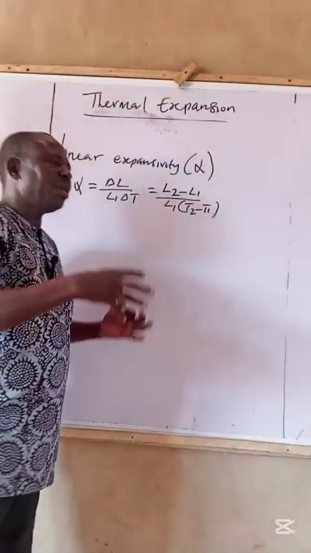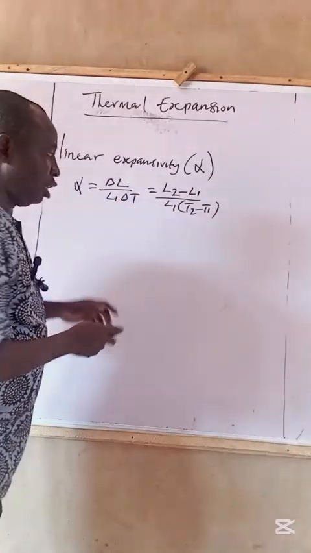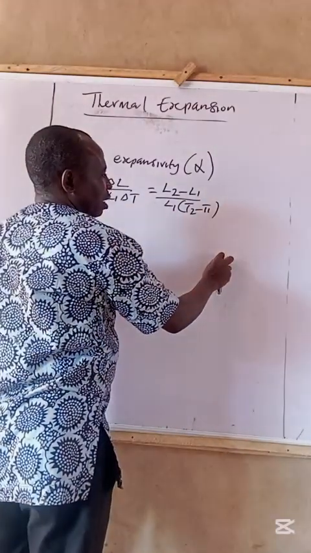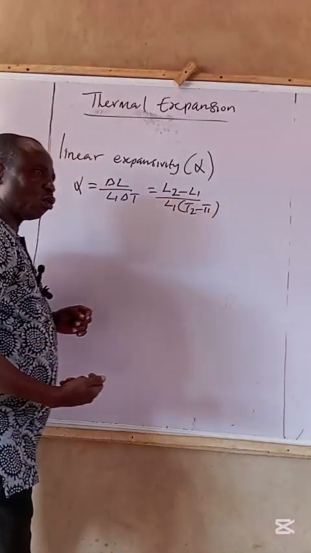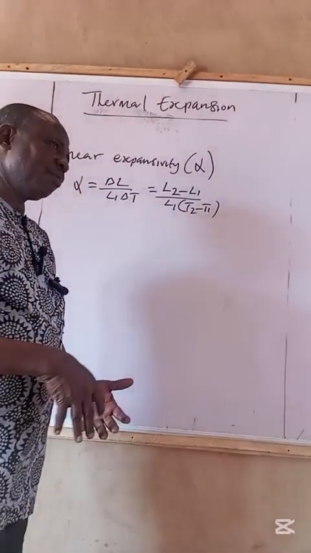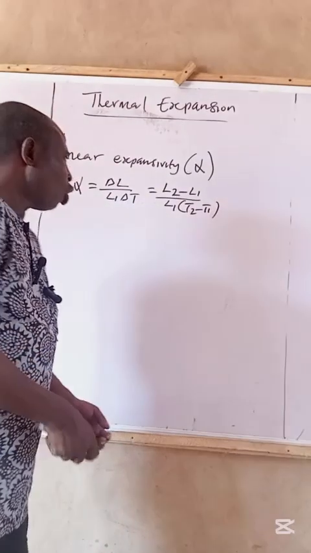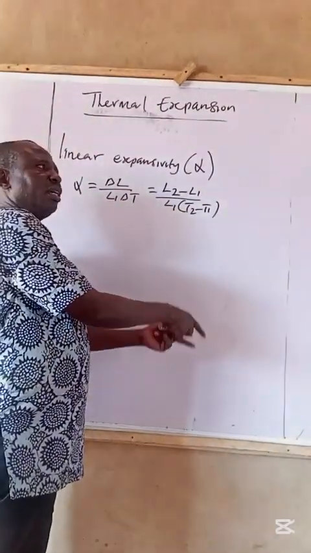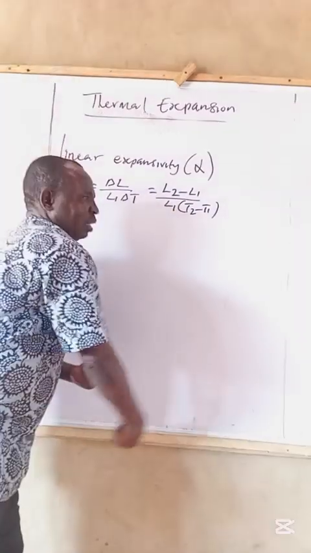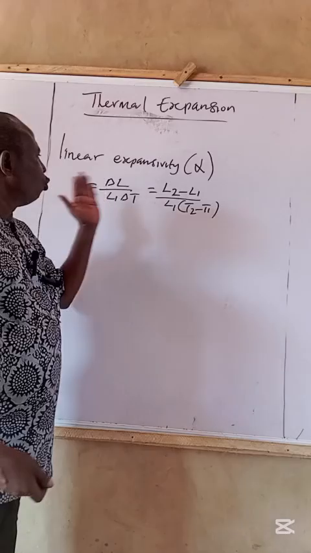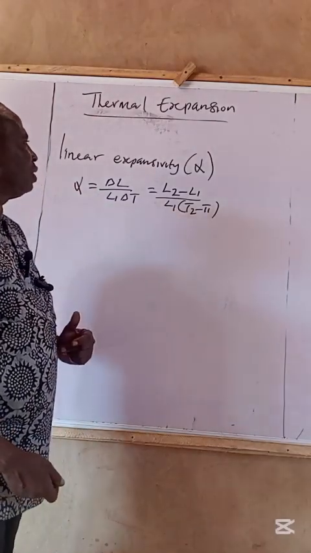when heat has not been applied, the object has a particular size. Measure it, and note the temperature, the initial temperature. Then when heat is applied, note the T2, that's the second temperature. Then note the new length. Then you substitute the values to find the linear expansivity.